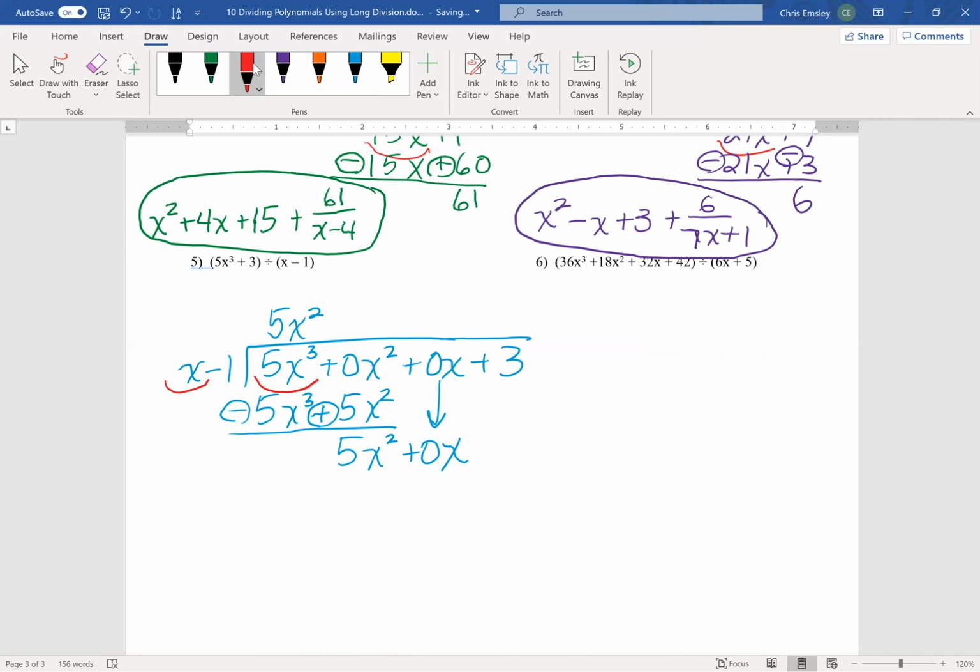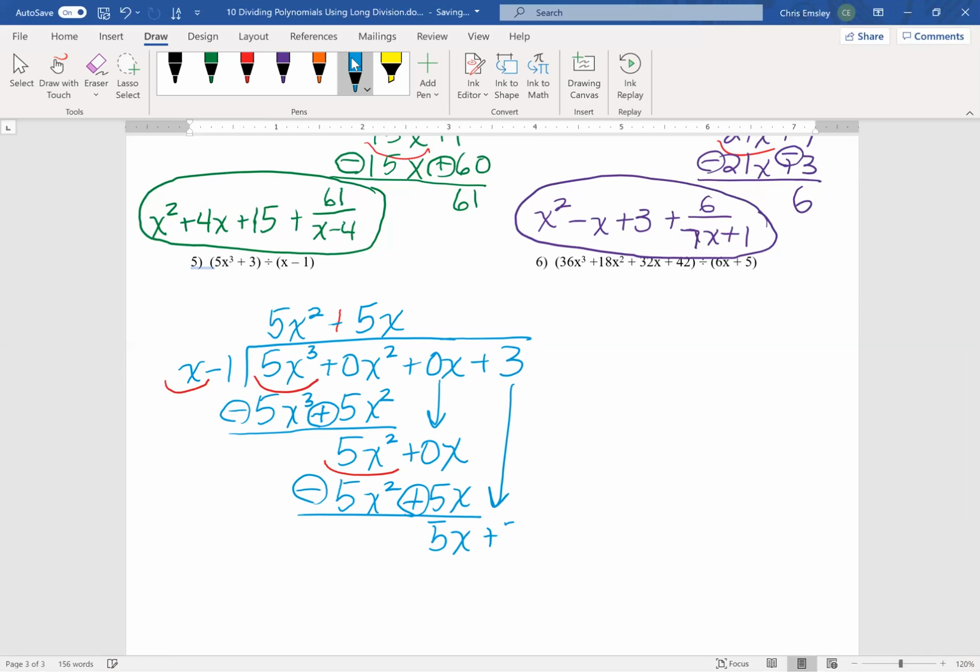What do I multiply x by to turn it into 5x squared? I would need to multiply it by a 5 and an x. Distribute that 5x down. Draw your line and change your signs. 0x plus 5x is 5x. Drop down that last term.